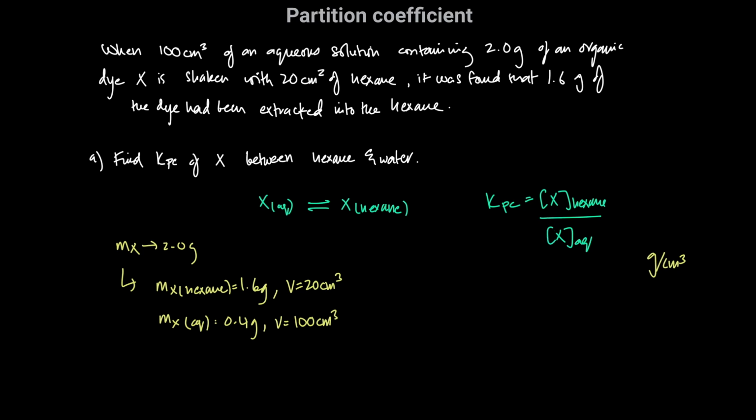We're going to use grams per centimeter cube for our units of concentration, right? Since we just want to take the ratio, we can say that KPC is equal to the concentration of X in hexane, that's 1.6 grams per 20 cm cube, divided by the concentration in water, that's 0.4 grams per 100 cm cube. So here the partition coefficient comes out to 20. Okay, so that's your answer for part A.